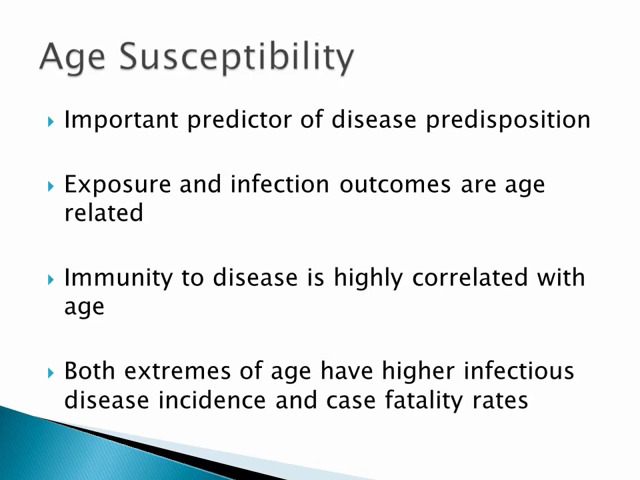Let's talk about age susceptibility. It's an important predictor of disease predisposition. At both extremes of age, the older you are or the younger you are, you have higher infectious disease incidence and case fatality rates. And it has to do a lot with your immune system status.